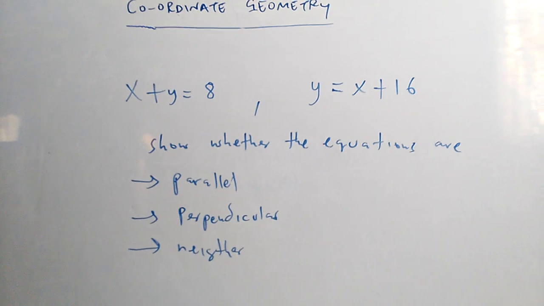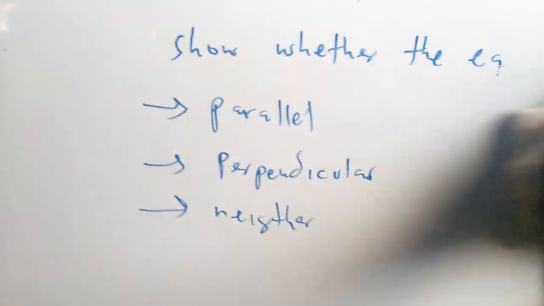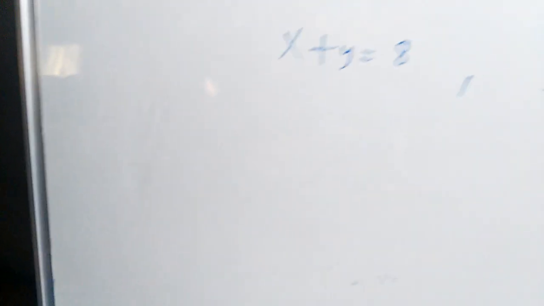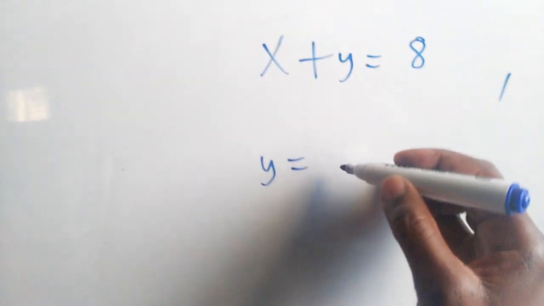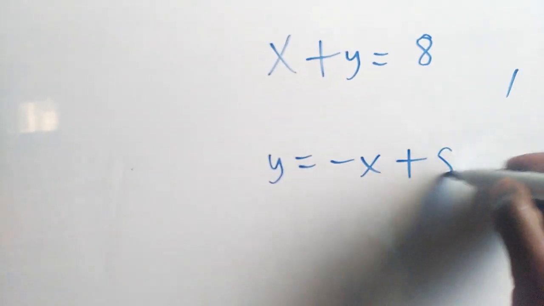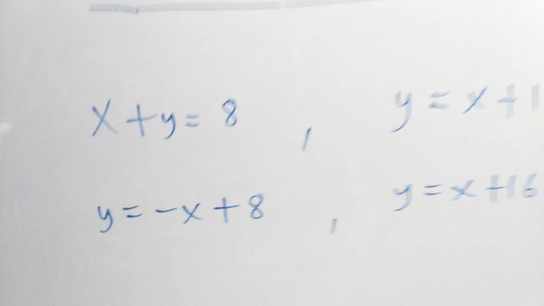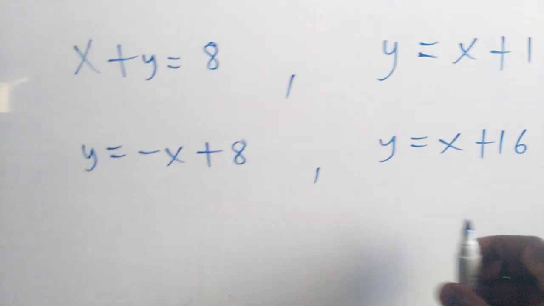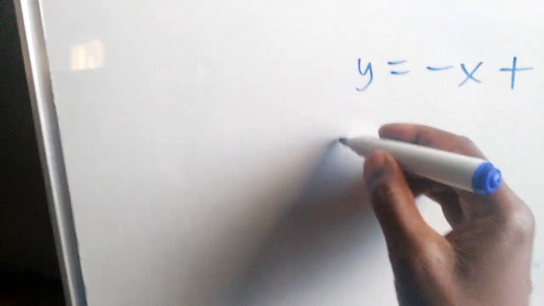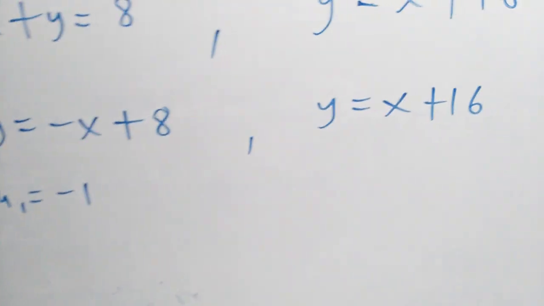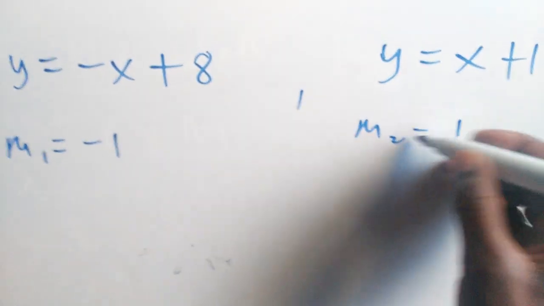If we need to show this, remember, we'll go back to the general equation of a line. For us to determine the gradient of a line, we have to make y the subject. Look at this one. So we make y the subject and say y is therefore equal to a negative of x. This one already has y as the subject. Look at the coefficient of x. Here the coefficient is -1, meaning our gradient m1 is -1. Here the coefficient of x is 1. Therefore, this becomes our m2.